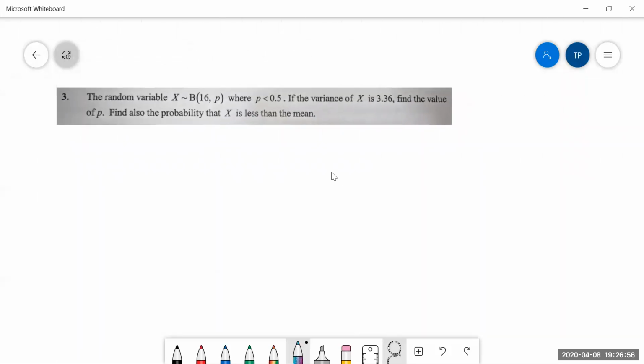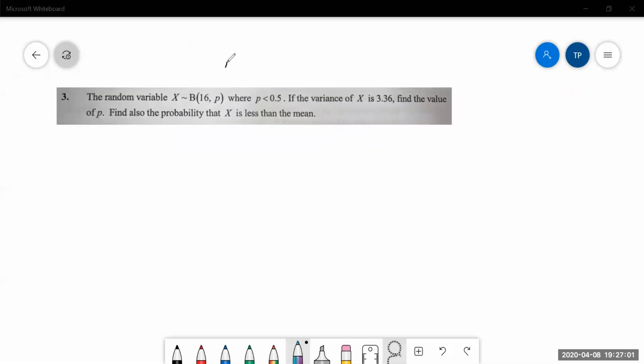Okay, so now this is a binomial distribution. The random variable x has this. Now p is the unknown, and we know p is smaller than half. The variance of x is 3.36. Since it's a binomial distribution, we know how to find the variance of x, right? What's the formula for variance of x? The one with expectation is for discrete random variables. You already identified this question as binomial, so you have to use the binomial formula.